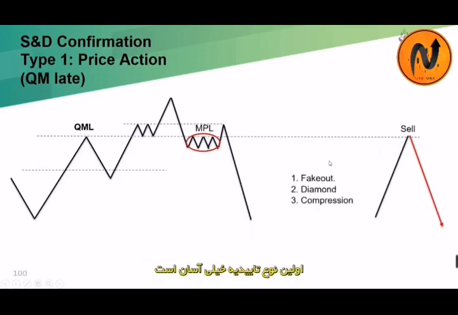So the first type of confirmation is very easy. Make sure that for a late retest, there must be some price action. The price action can be a fake out, a diamond, or a compression.